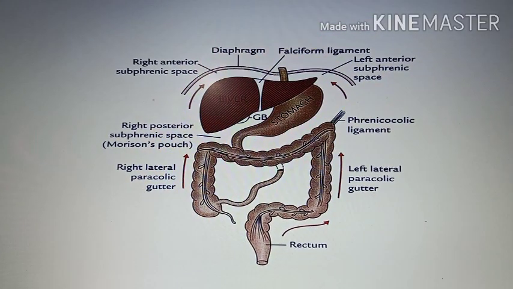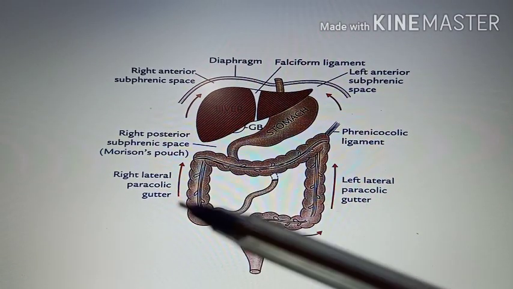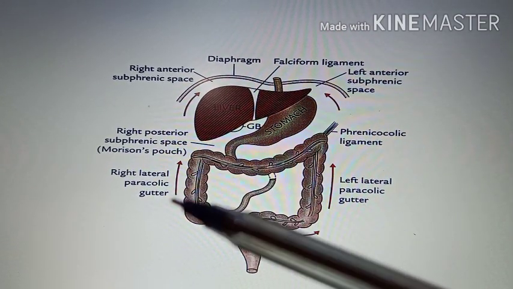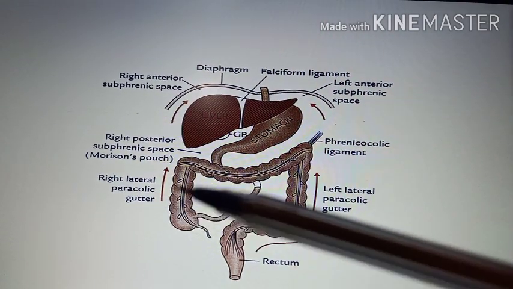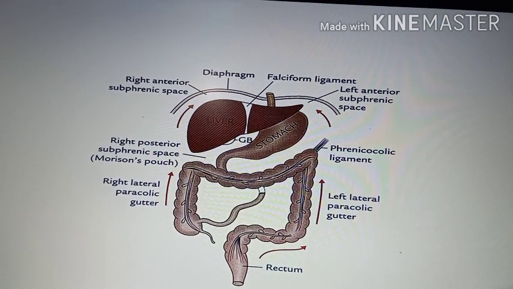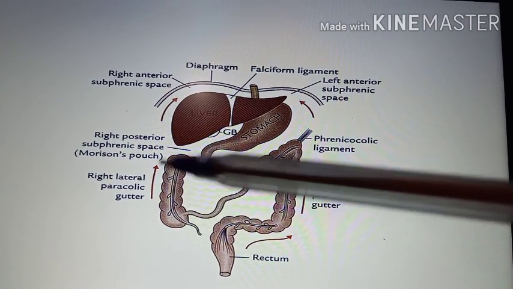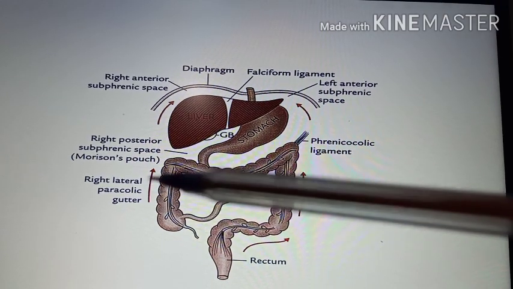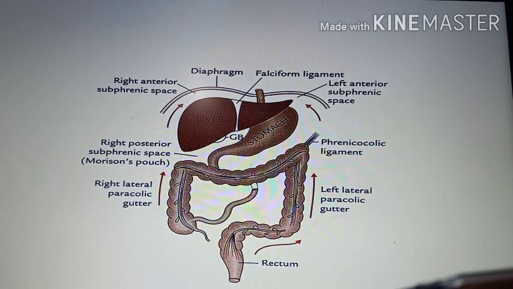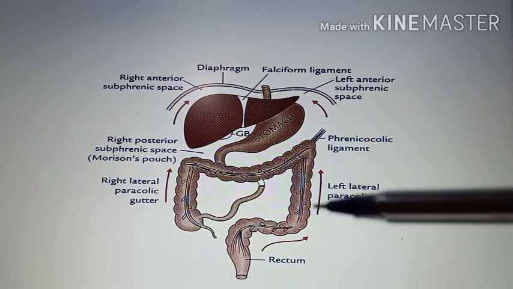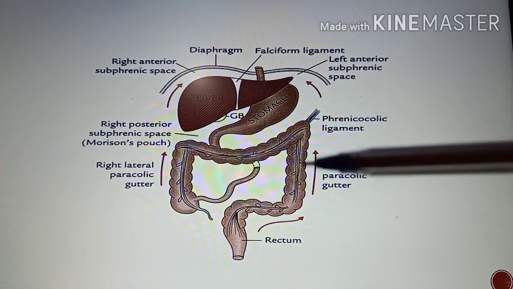Apart from these, there are other spaces. One is the right paracolic gutter, which lies along the lateral side of the ascending colon. This is the ascending colon, and lateral to it is the right paracolic gutter. Then you also have the left paracolic gutter, which lies lateral to the descending colon.